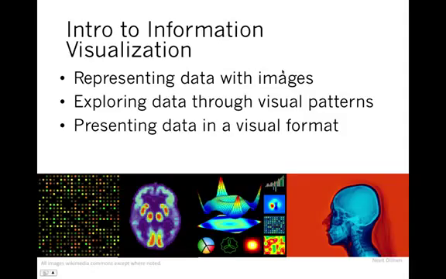So what is information visualization? Well, there could be many different definitions, but one simple definition could be it is a graphical representation of information or data. Or in other words, it represents data with graphics or images that allows us to explore our dataset through visual patterns. And here are some examples.